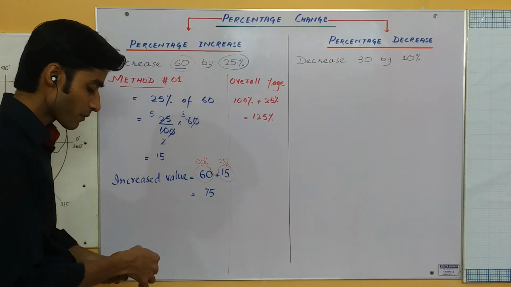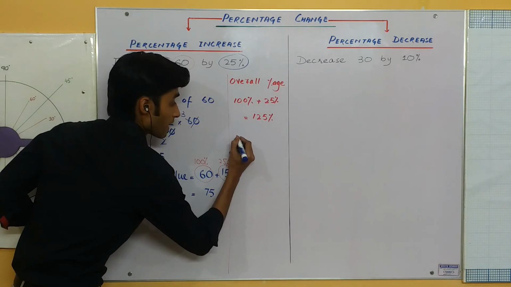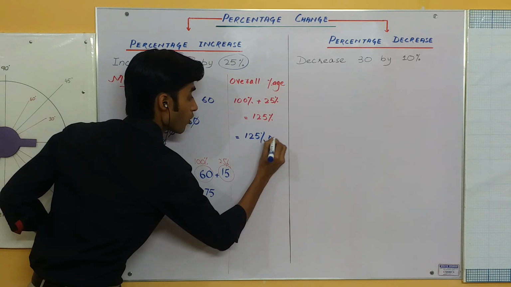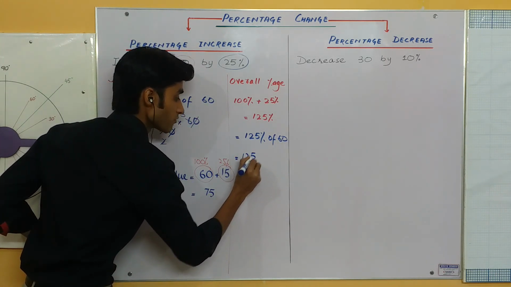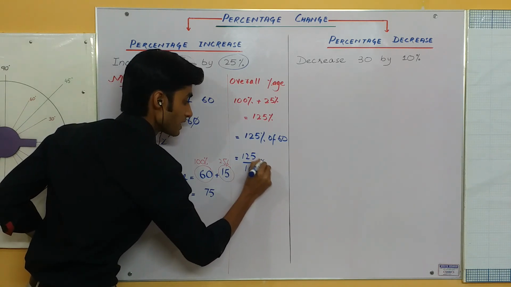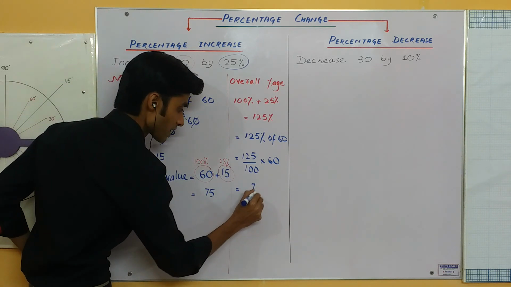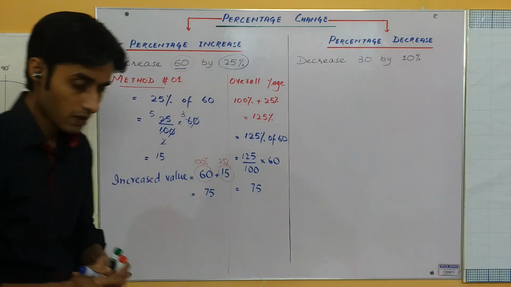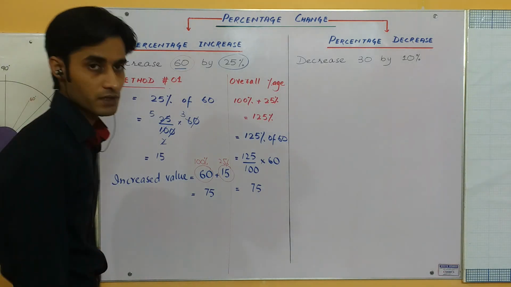125%. So now what am I going to do? I am going to calculate directly 125% of 60. And what does that mean? 125 over 100 multiplied by 60. When you perform all the cancellation or multiplication, the final value is going to be the same. So you can see the answer is the same both ways, no matter whether you choose to add up the quantities or add up the percentages.